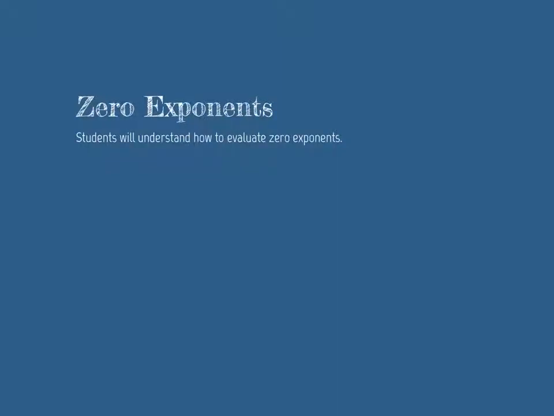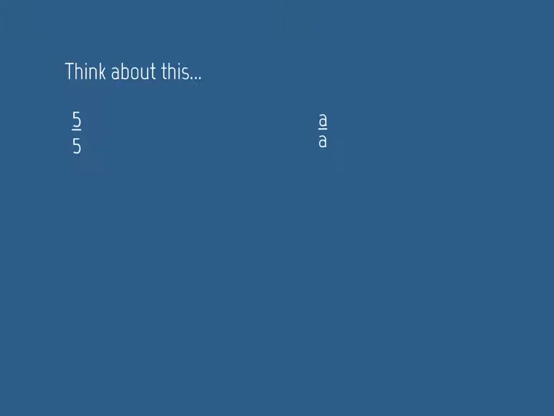Today we're going to talk about zero exponents. We're going to go over what these are as well as how to evaluate a zero exponent. One thing I want you to think about is these basic problems that you already know how to simplify. 5 divided by 5, we know, is the same thing as 1.